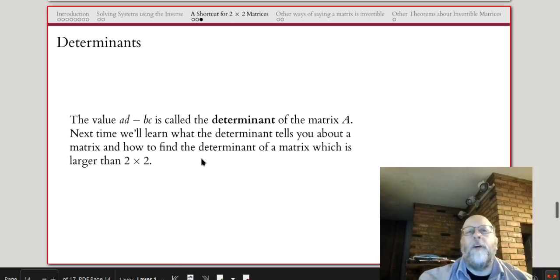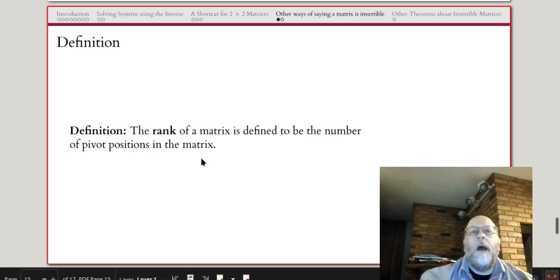We have a couple of theorems to wrap up. Before we do this, one last definition. The rank of a matrix is just the same as the number of pivots in the matrix. So if I say that a matrix has rank 3, it means that the echelon form has 3 leading entries in it. Okay?